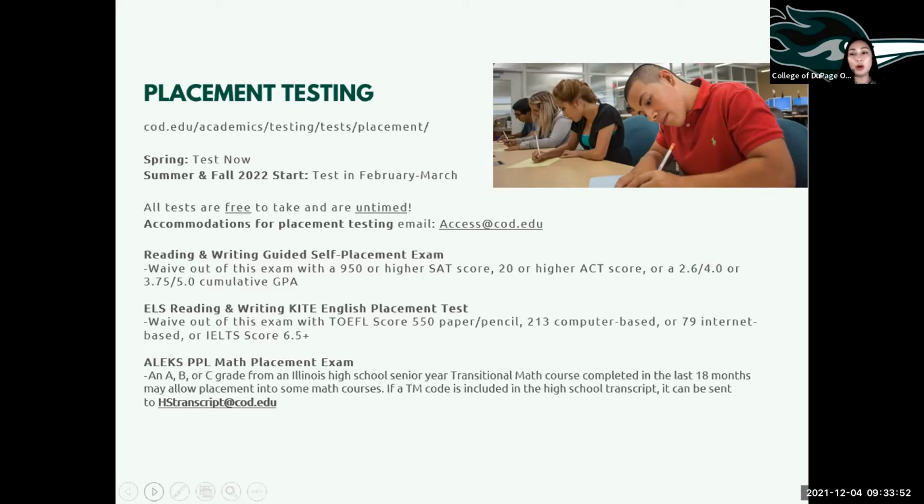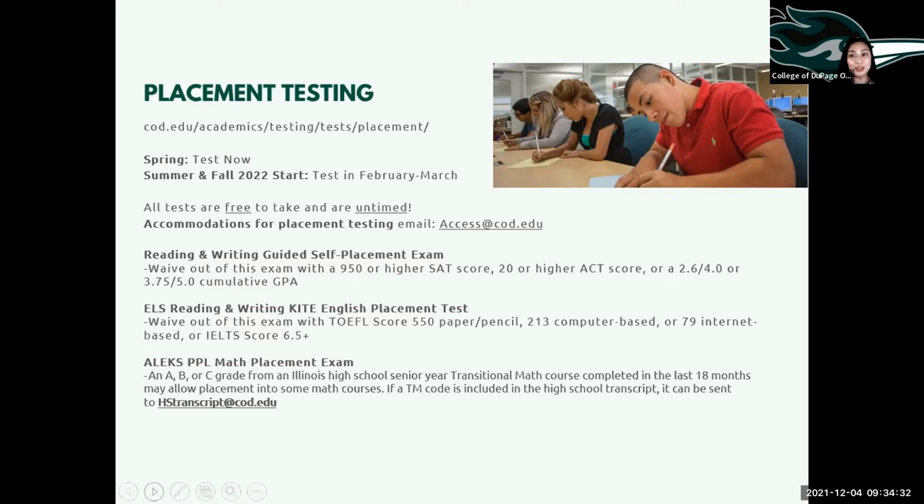Please note that if you have to take placement tests, these are free. There's no payment to take placement tests at all. If you need accommodations, like having a different format for your placement test, or you need an isolated room as opposed to using the testing labs, you can always request accommodations by going to access@cod.edu. So for the reading and writing placement exam, we do waive students who have received a 950 or higher on their SAT or a 20 or higher on their ACT.